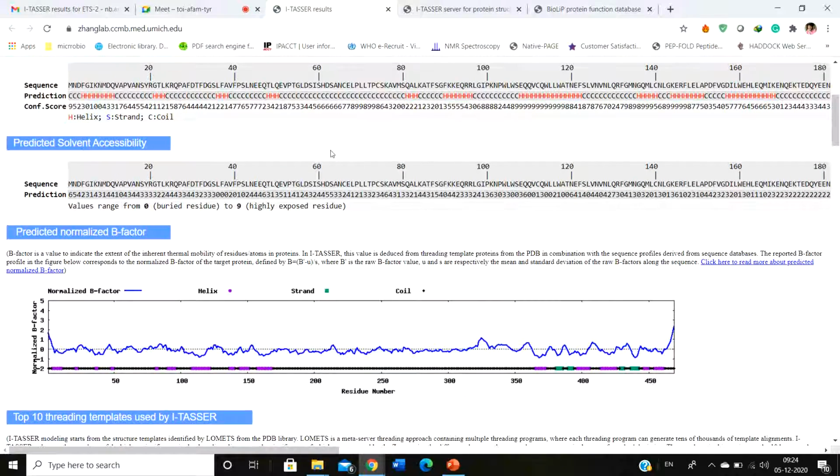Next it gives you the solvent accessibility. Solvent accessibility means which residues are exposed outside and which are buried inside. Now how can you determine that? Just under the prediction, you have a number from 0 to 9. 9 means highly exposed residues, while 0 means buried residues.